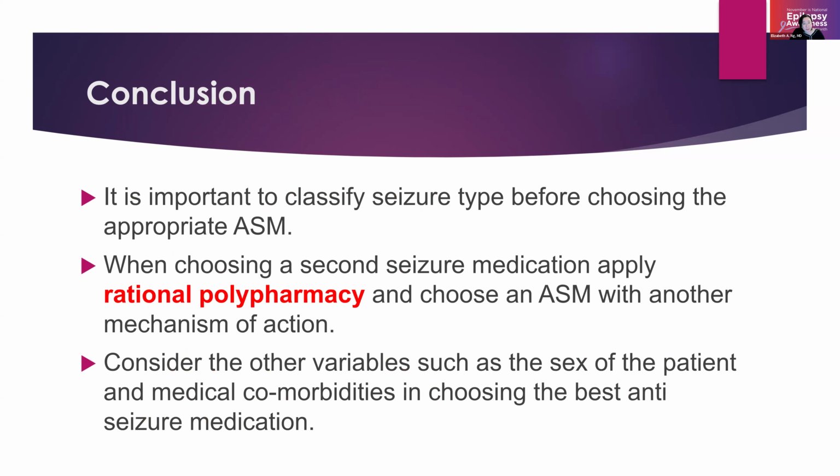So in conclusion, it's important to classify seizure type before choosing the appropriate ASM. And when choosing a second seizure medication, you want to apply rational polypharmacy. And you want to choose an ASM with another mechanism of action. And you also want to consider other variables when you choose the ASM, like the sex of the patient and the medical comorbidities.